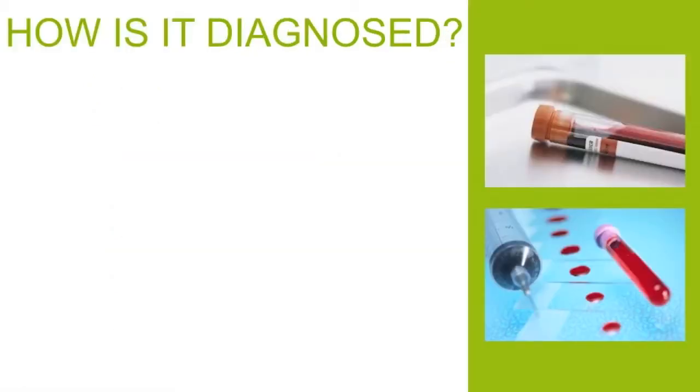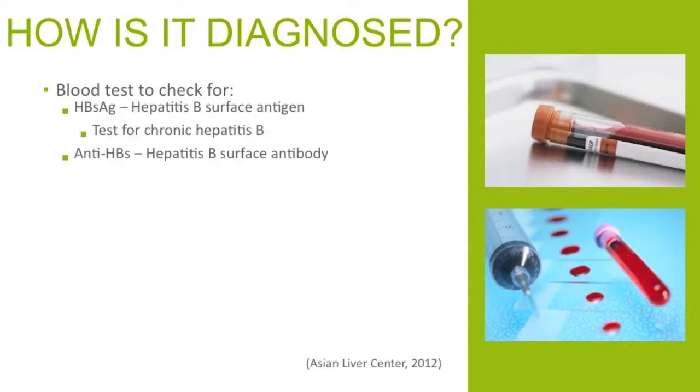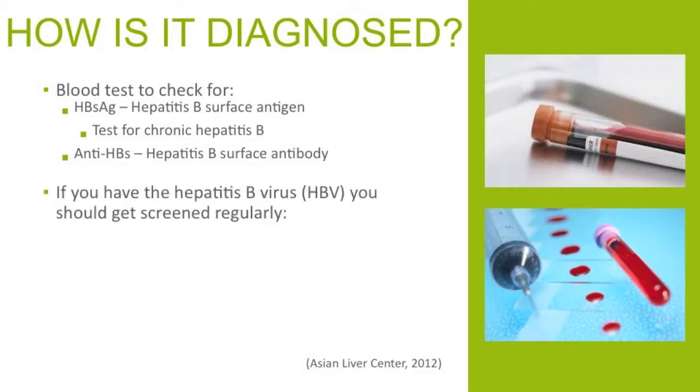Hepatitis B is diagnosed with a blood test. The blood test examines for the hepatitis B surface antigen and antibody. The antigen tests for chronic hepatitis B. If the patient has hepatitis B, liver function blood tests should also be taken.